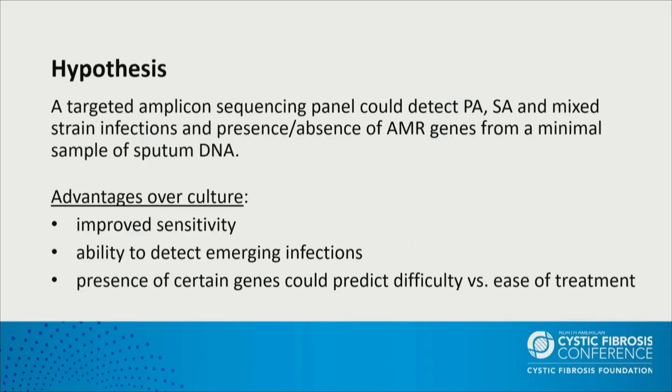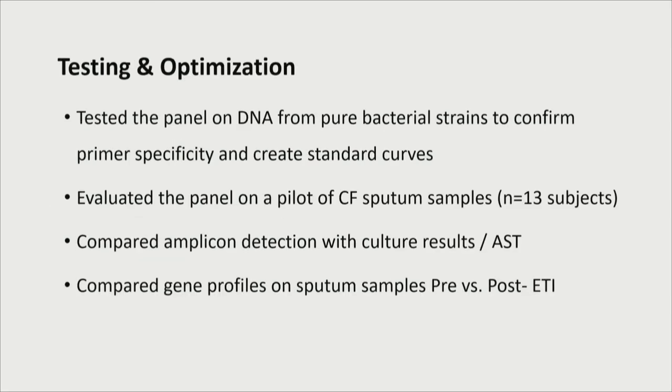So our hypothesis is that this amplicon sequencing method would detect species levels, mixed strain infections, and presence and absence of AMR genes from sputum, with the advantages over culture of improved sensitivity and ability to detect emergent infections, and hopefully be clinically relevant information.